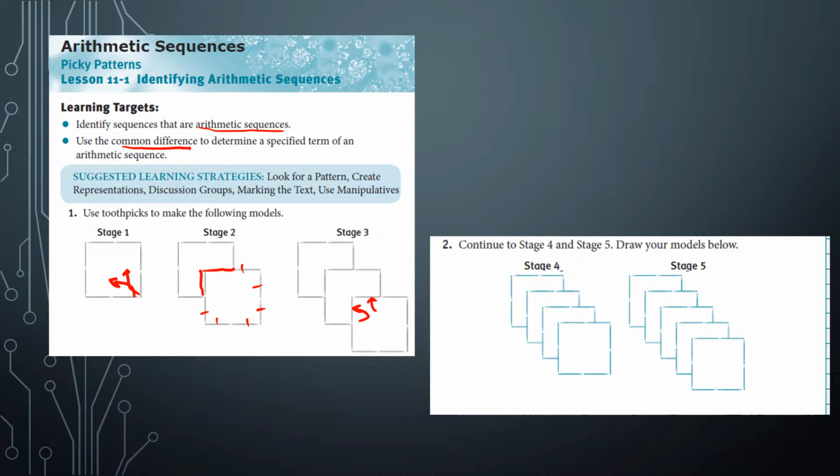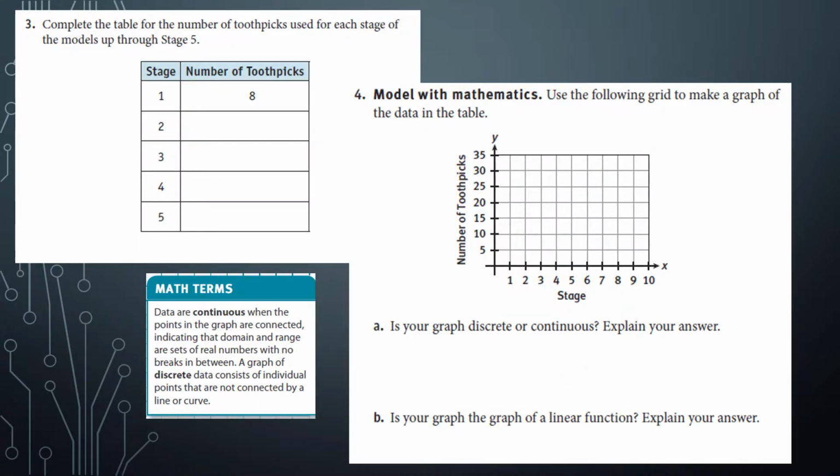So here is my drawing for stage 4 and for stage 5. So each time I need to flip up the corners and then add 6 more toothpicks. So since we added 6 toothpicks each time, then when we fill in the table here for each stage, I would get 14, I'd get 20, 26, and 32. And we're supposed to use the following grid to make a graph of the data. So that's pretty straightforward. 1, 8, 2, 14, 4, 26, and 5, 32.